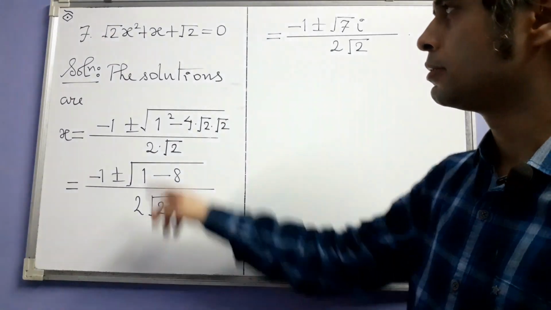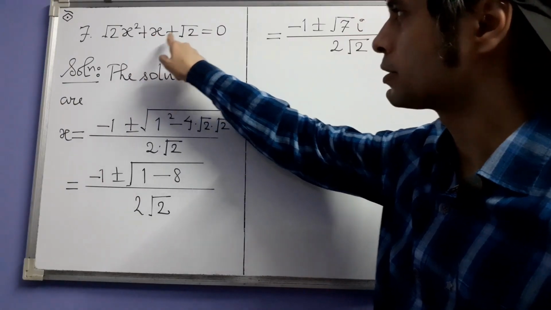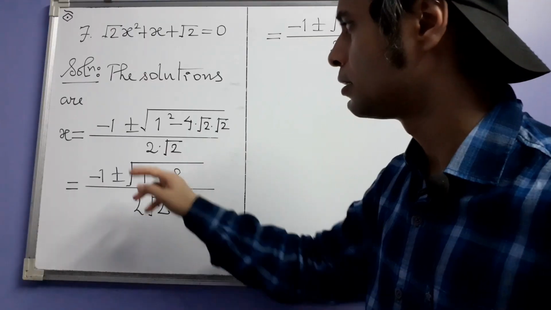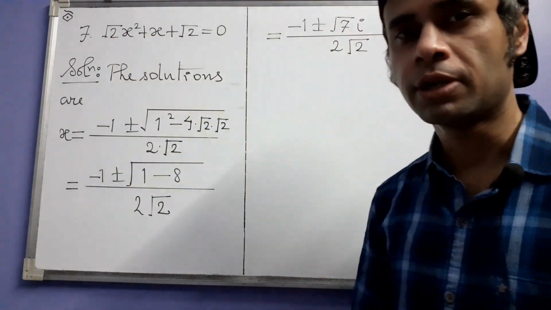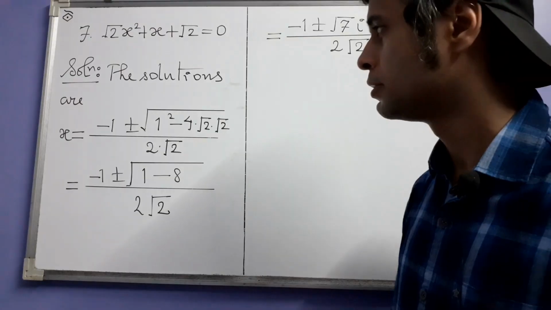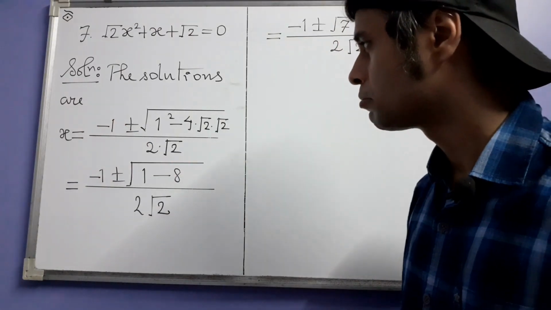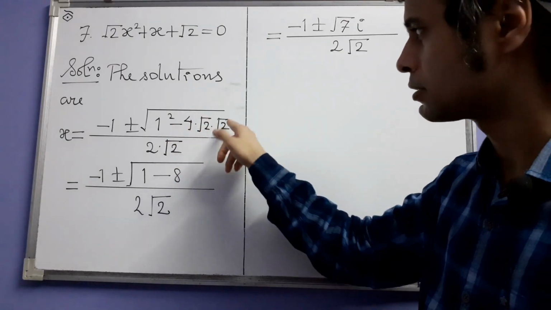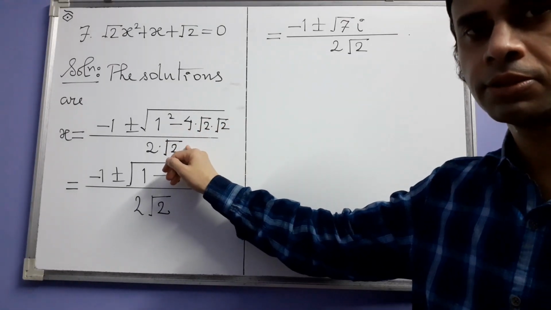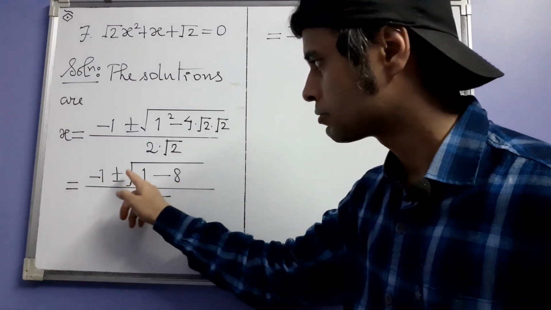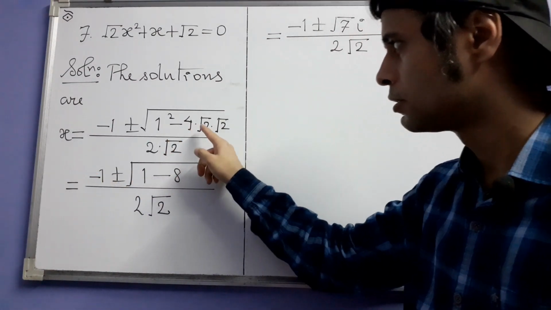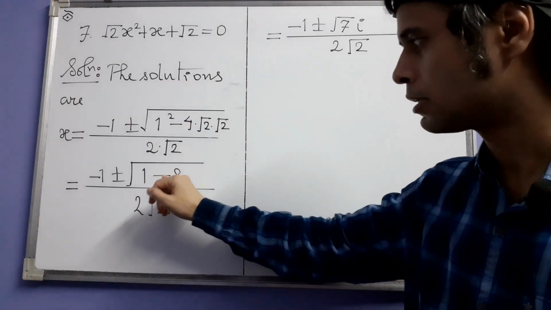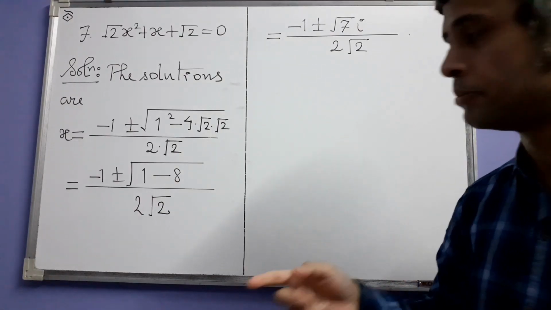So the next equation, the 7th one, is root 2 x squared plus x plus root 2 equal to 0. And the solutions are, so in this case a and c are both square root of 2 and b is equal to 1. So x equals minus b plus or minus root of b squared, because b is 1, minus 4 times a times c. a and c are both root 2, divided by 2a, 2 times root 2. So that way we are getting minus 1 plus or minus square root of 1 minus 4 times root 2, which gives us 2, and 4 times 2 is 8. So that way we are again getting 1 minus 8 like the previous one.